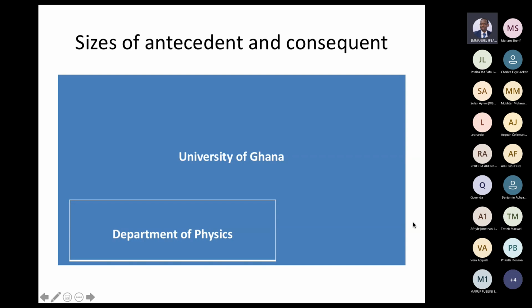But if you show that someone is not in the Department of Physics, you have not automatically shown he's not in the University of Ghana. Then if you show that someone is in the University of Ghana, you have not automatically shown he's in the Department of Physics. But if you show that someone is not in the University of Ghana, automatically you've shown that he's not in the Department of Physics.